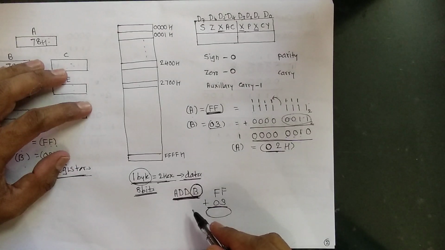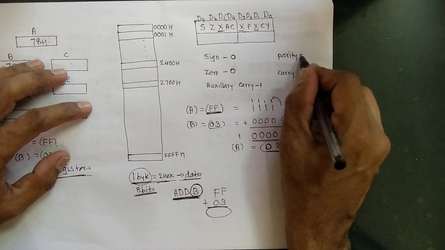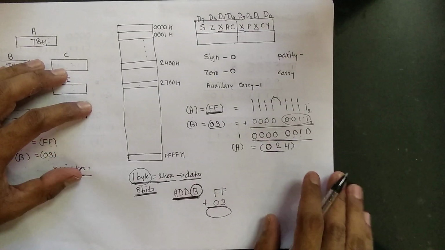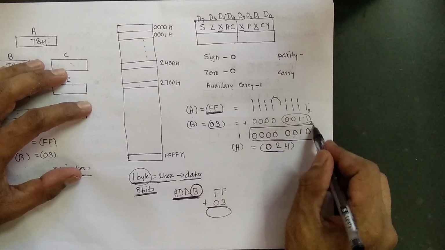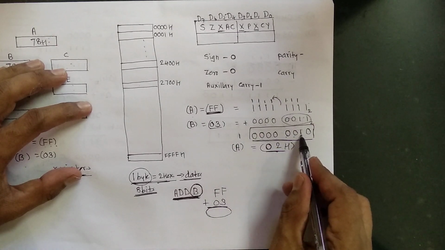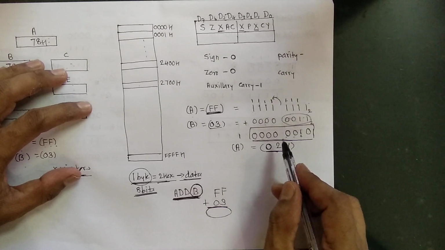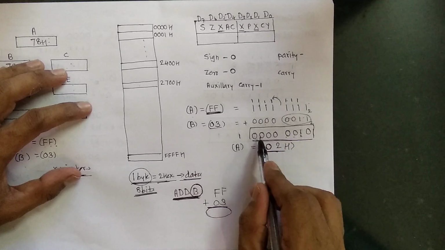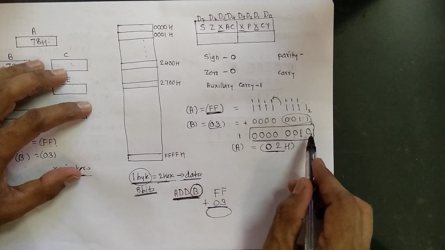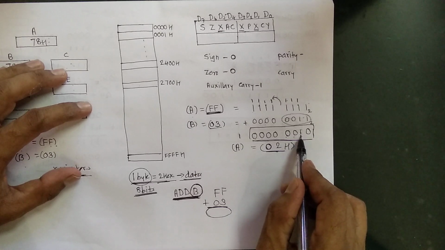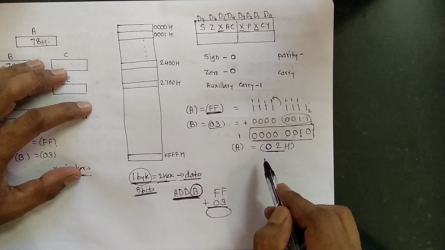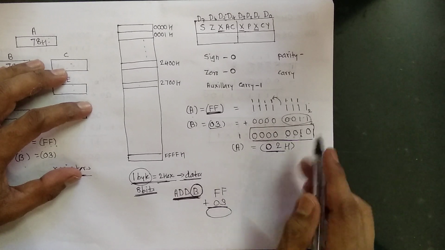Next, the parity flag. After execution of the instruction, if the content of the accumulator contains an even number of ones, if 1 is present an even number of times, then the parity flag is set. These are the 8 bits of the accumulator after execution of the instruction. But here 1 is present only once, that means an odd number of times, therefore the parity flag is reset.